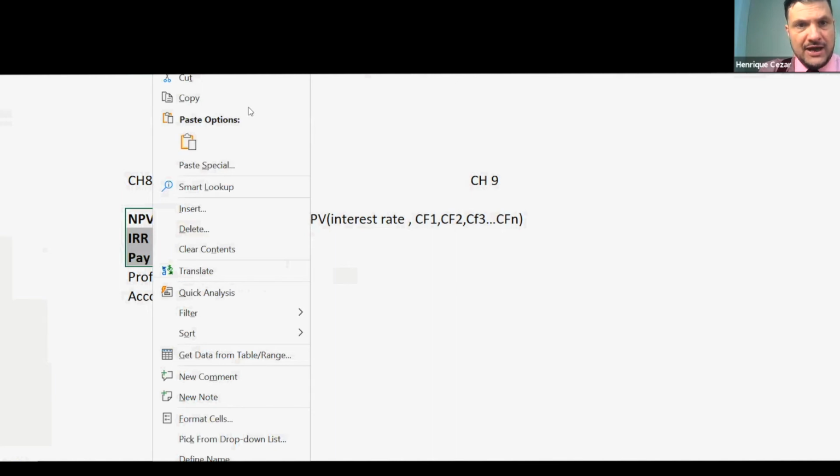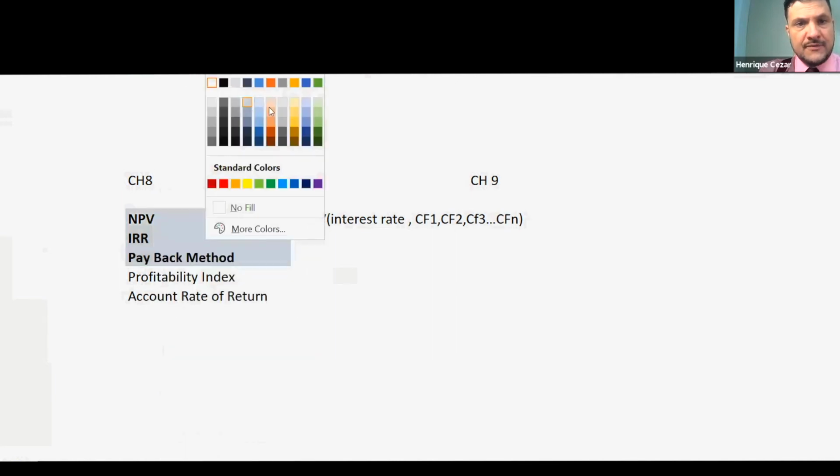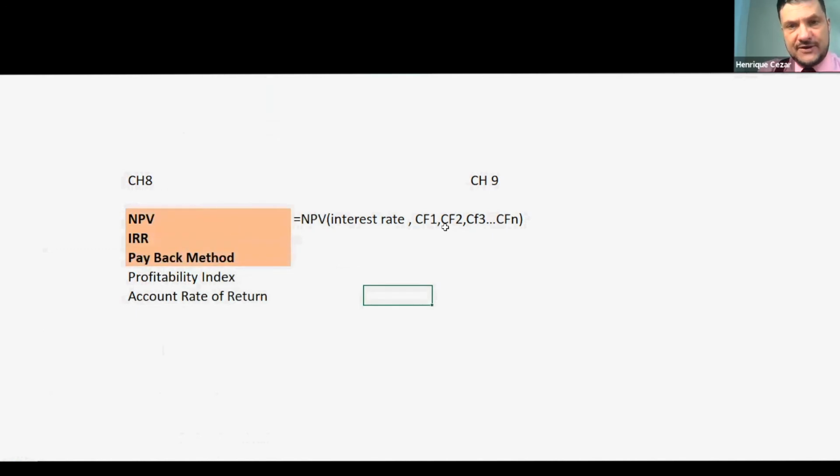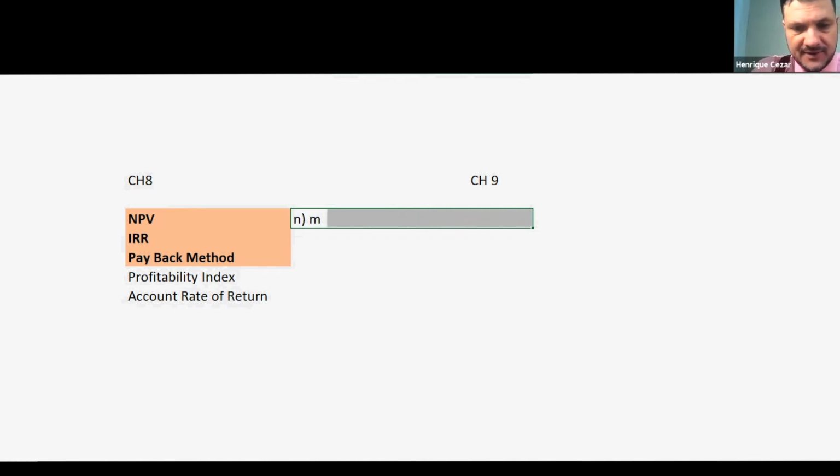Now, you have to go a step further. Here, you're gonna have to go a step further. The step further is that we don't wanna know the present value of the cash flows. We wanna know the net present value of those cash flows. So because of that, you're gonna have to minus the initial investment.